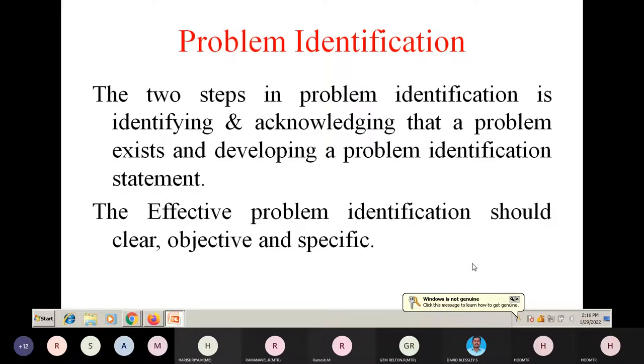After that, we have to develop the problem statement. We have to coin the problem statement in a clear manner, then only it will be possible to solve the problem. So the effective problem identification, which includes these two steps, identifying and acknowledging the problem and developing the problem statement, should be clear, objective and specific.